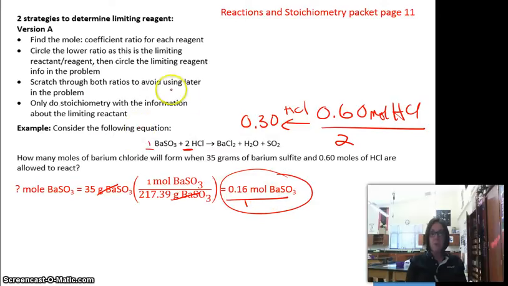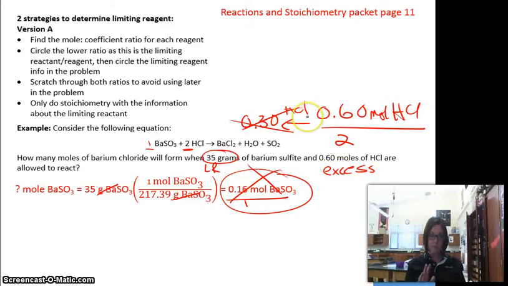So then it says to scratch through these ratios. We're not actually going to use this to solve the problem, but what that tells me is that this right here is the limiting reagent that's going to tell me how much product that I'm going to make. Of this, I will have excess.